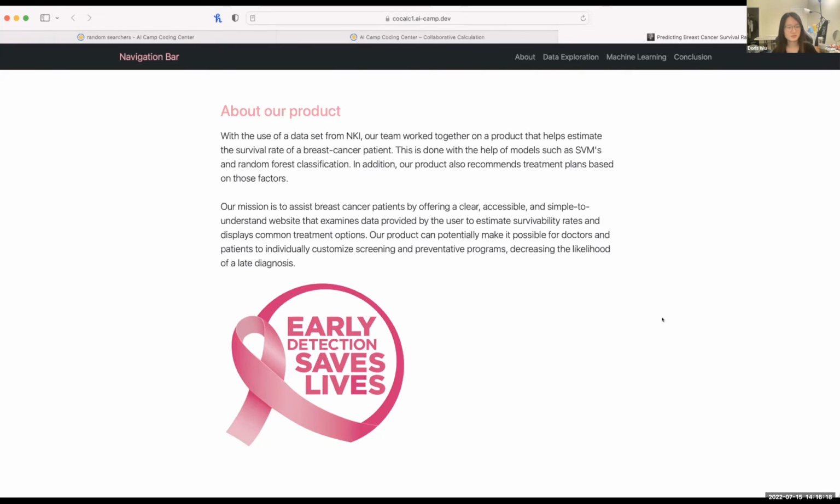Our mission is to assist breast cancer patients by offering a clear, accessible, and simple to understand website that examines data provided by users to estimate survival rates and display common treatment options. Our product can potentially make it possible for doctors and patients to individually customize screening and preventative programs, decreasing the likelihood of a late diagnosis.